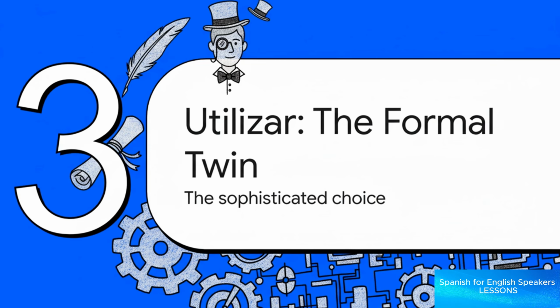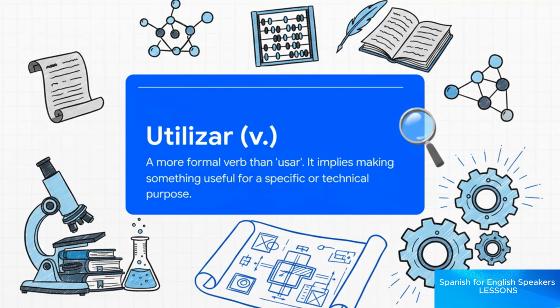Now let's meet its more sophisticated, more formal twin, utilizar. So if usar is your everyday hammer, think of utilizar as more of a specialized instrument, like a precision screwdriver. It's perfect for things like formal essays, academic papers, or scientific writing. It just carries this extra sense of purposefulness, of making something serve a really useful function.